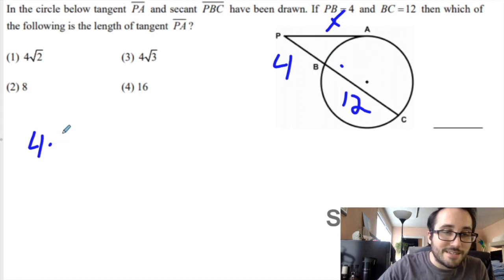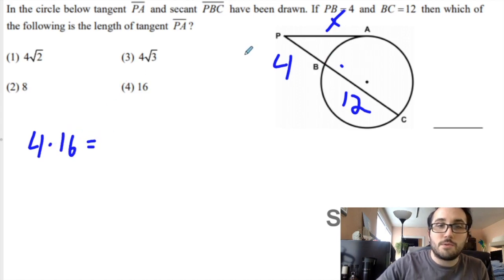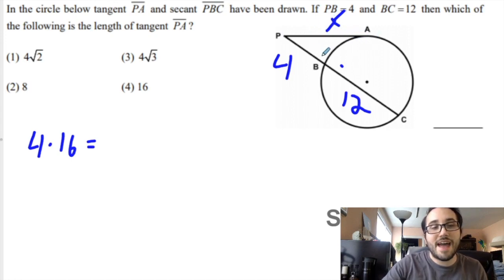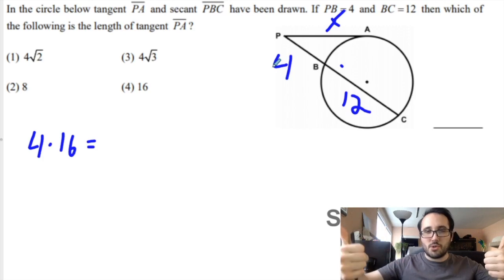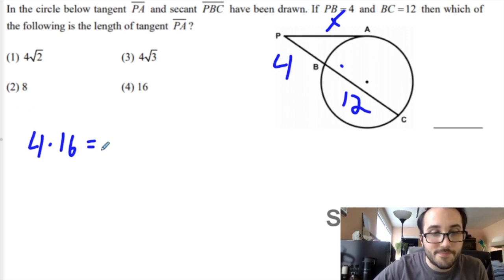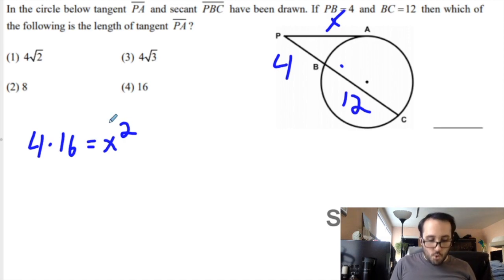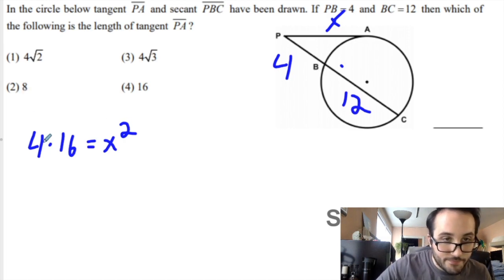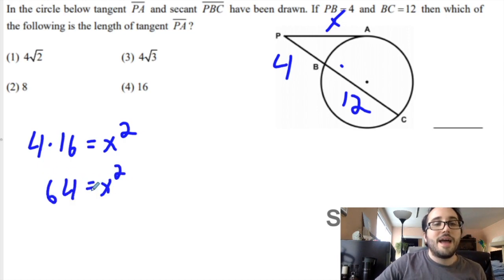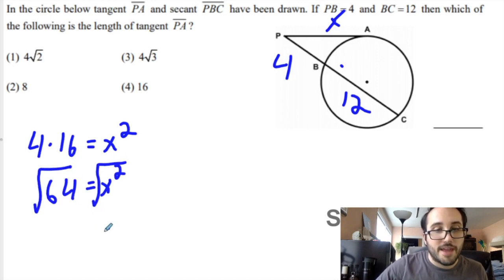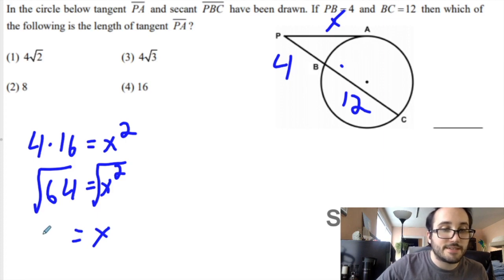So 4 times 16 equals the outside of the tangent line, meaning the part of the tangent line that's outside the circle is x, but the whole part is also x, so x times x is x squared. Then we're going to solve for x. 16 times 4 is 64. To get x by itself, we take the square root of both sides, and we get x equals the square root of 64, which is 8.